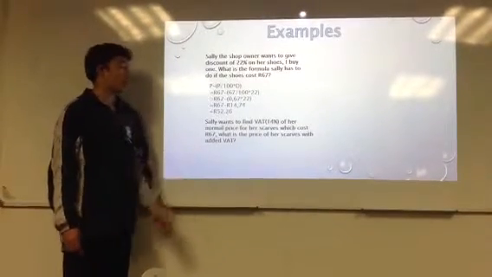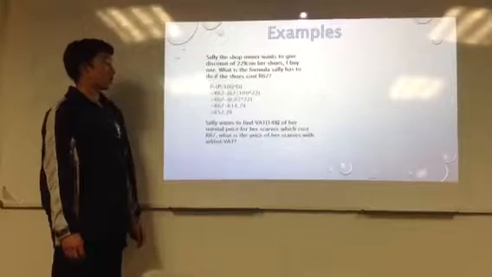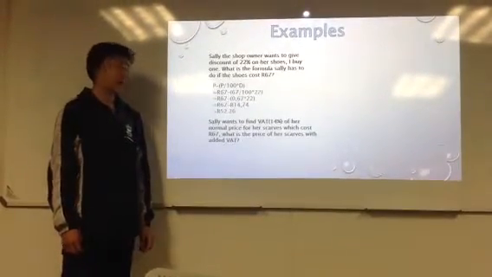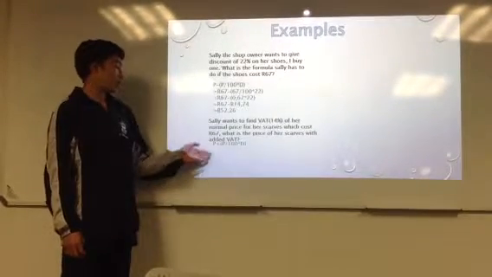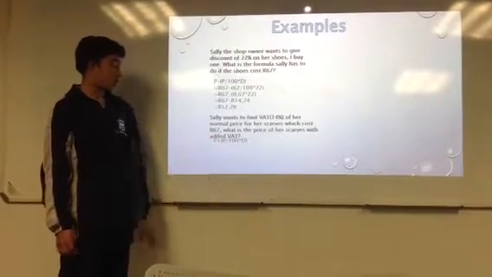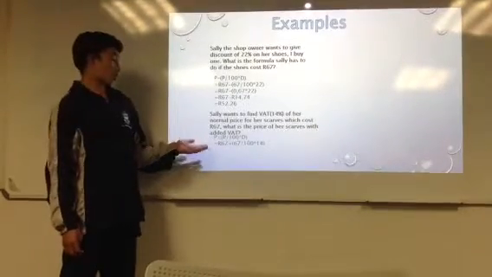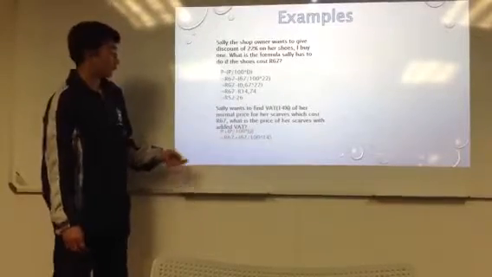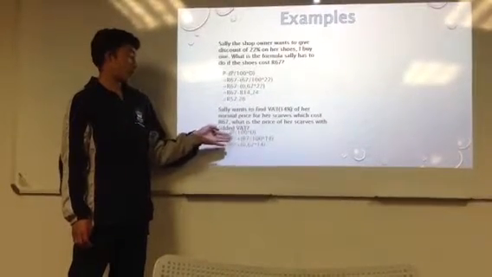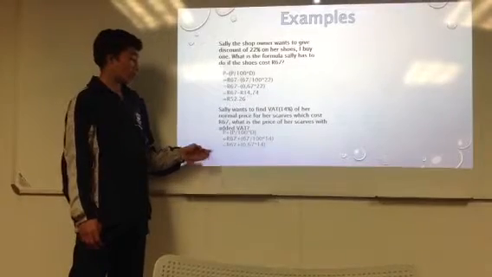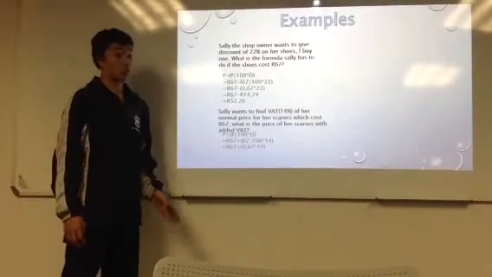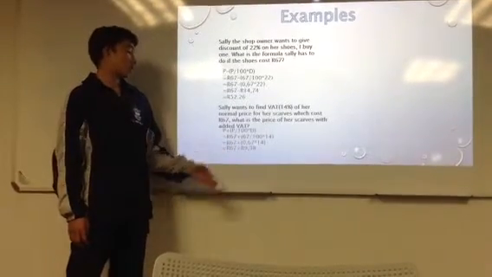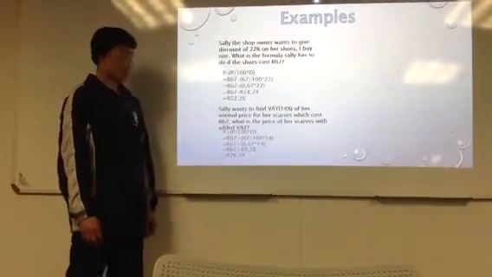Sally wants to add VAT of 14% to the normal price of her scarves, which cost 67 Rand. What is the price of her scarves with added VAT? P plus P divided by 100 times D. In this example, the 67 is the P and D is the 14. So it would be 67 plus 67 divided by 100 times 14, which gives us 67 plus 0.67 times 14. Then it equals 67 plus 9.38, which equals 76.38.